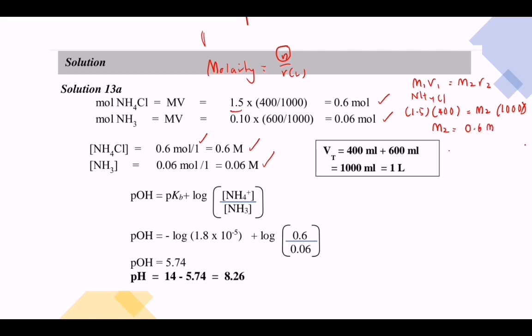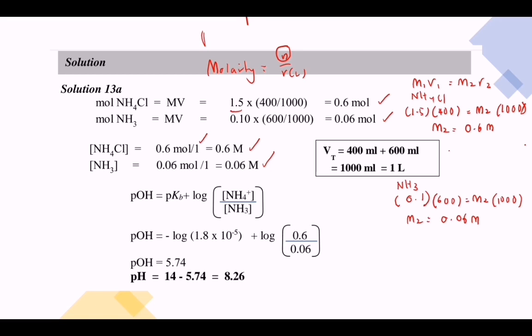So do the same thing for ammonia, sama je. So the initial molarity for ammonia is 0.1. The initial volume is 600 ml. Then we need to find the new molarity when the volume changes to 1000 ml. So you will still end up with the same answer. So you will get 0.06 molar.